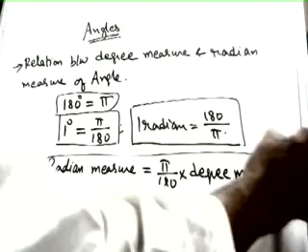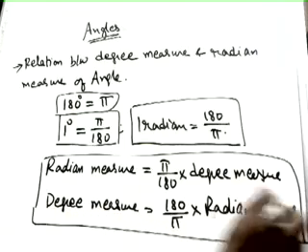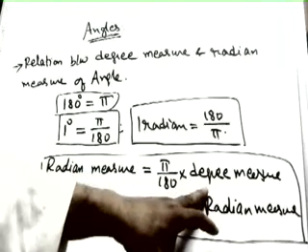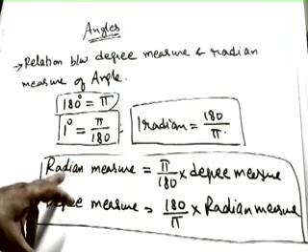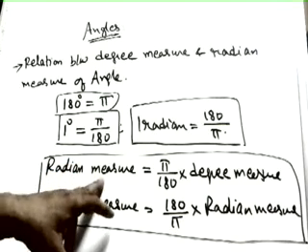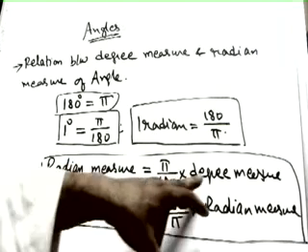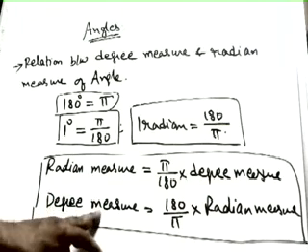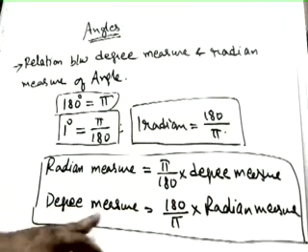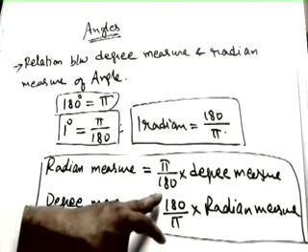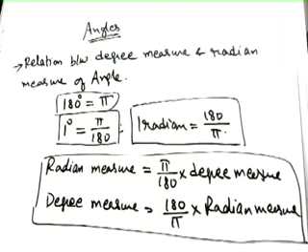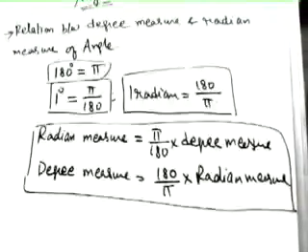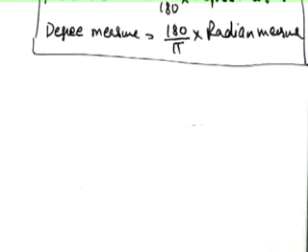So we are going to do questions based on these formulas now. Once more, revise. Suppose the question gives an angle in degrees and we have to change it into radians, then we use this formula: radian measure equals pi by 180 into degree measure. In the same way, when we want to find the degree measure when radians are given, we use the reciprocal formula: degree measure equals 180 by pi into radian measure.